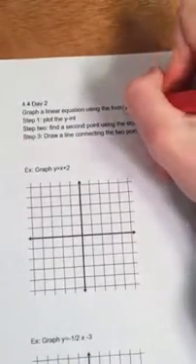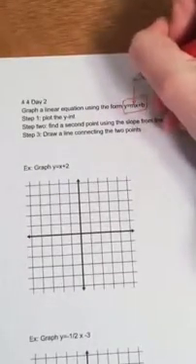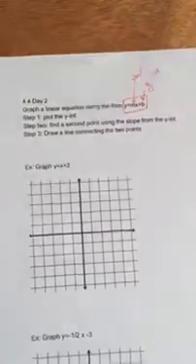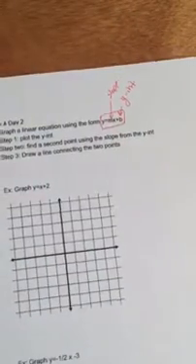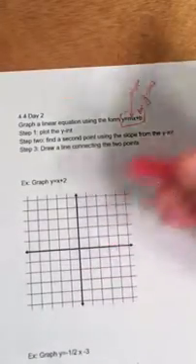Remember we learned about this a couple weeks ago, okay? Remember m is my slope and b is my y-intercept, okay? So step 1 tells me to plot the y-intercept. So remember the y-intercept is where it crosses the y-axis.